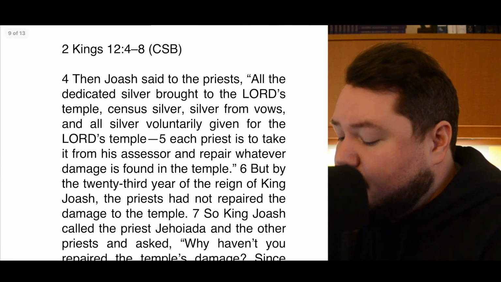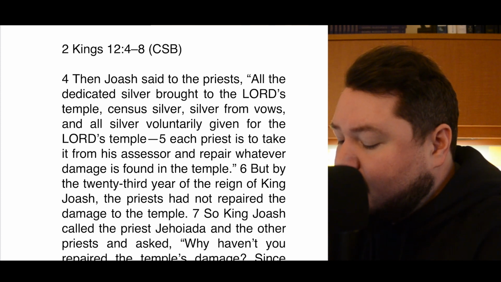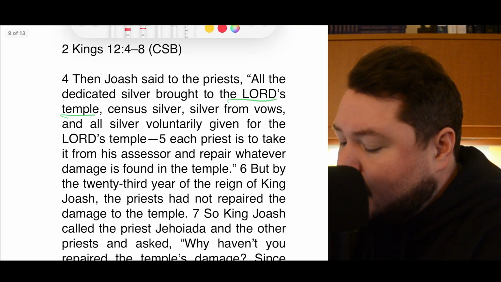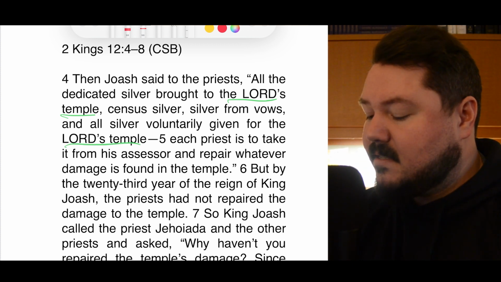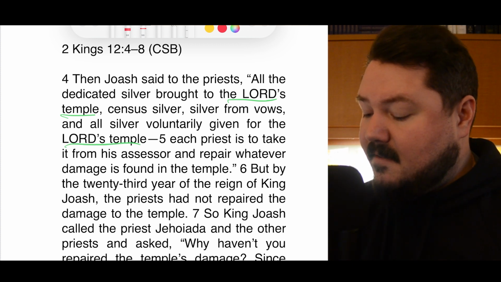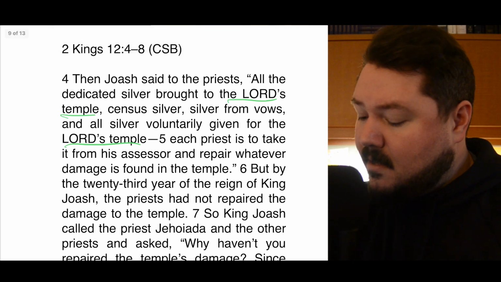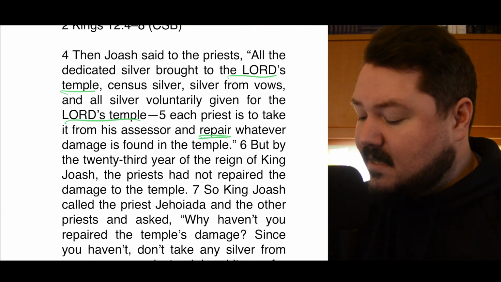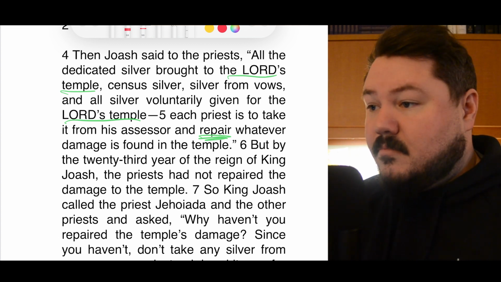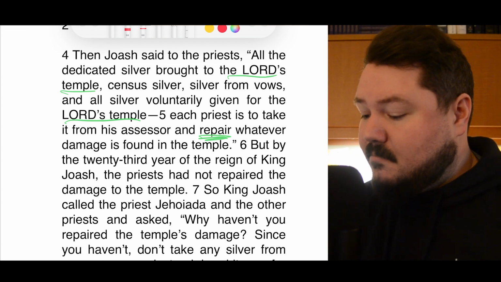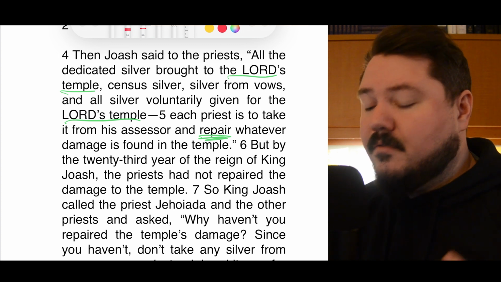Then Joash said to the priests, all the dedicated silver brought to the Lord's temple, census silver, silver from vows, and all the silver voluntarily given for the Lord's temple, each priest is to take it from his assessor and repair whatever damage is found in the temple. So Joash has this initiative to repair the temple.